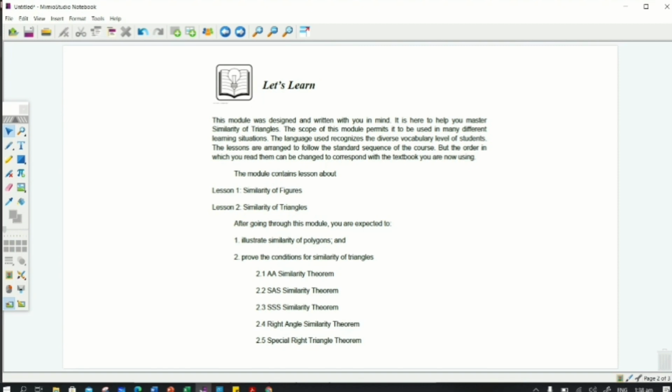This module contains Lesson 1, which is the similarity of figures, and Lesson 2, which is all about similarity of triangles. After going through this module, you are expected to, number 1, illustrate similarity of polygons, and number 2, prove the conditions of similarity of triangles using the following: 2.1, AA similarity theorem; 2.2, SAS similarity theorem; 2.3, SSS similarity theorem; 2.4, right angle similarity theorem; and 2.5, special right triangle theorem. If you are ready, let's start our lesson.